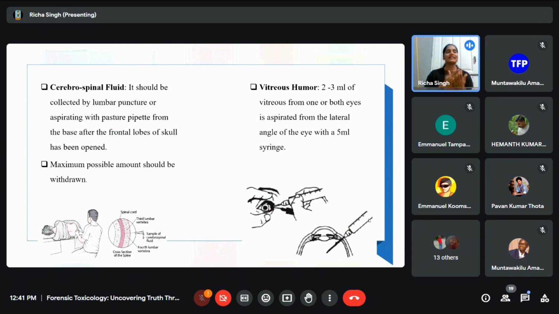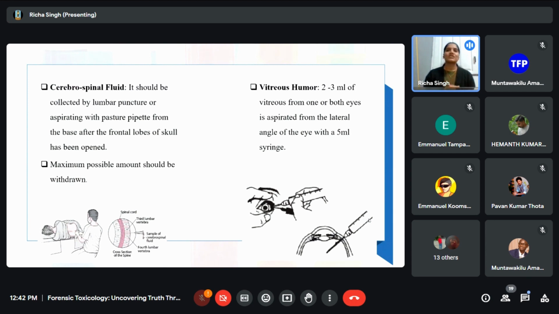Cerebrospinal fluid is also not collected in every case. Mostly it is collected only when we suspect that some cerebral poison has been ingested or was given to the person. In this case, we usually make a lumbar puncture, or we aspirate with a Pasteur pipette from the base after the frontal lobes of the skull have been opened, and the maximum possible amount should be withdrawn. We usually use sodium fluoride as a preservative in this case also. We can also collect it from the atlanto-occipital region of the skull.